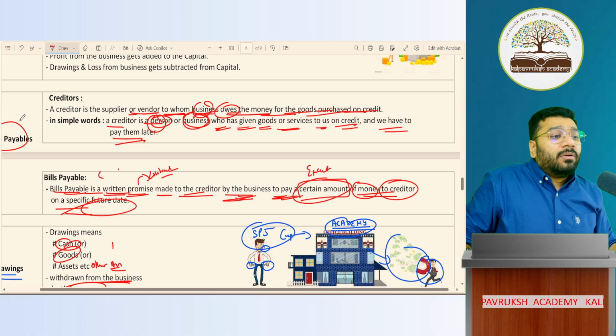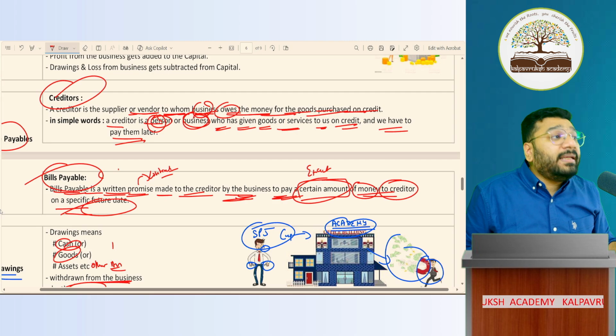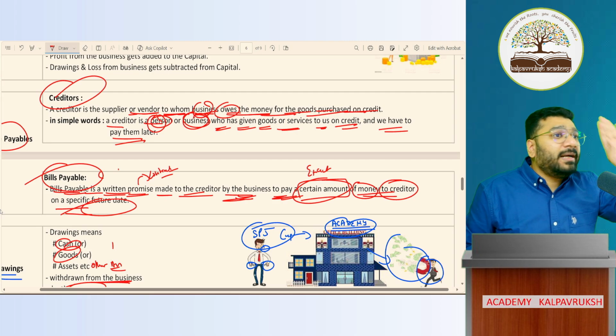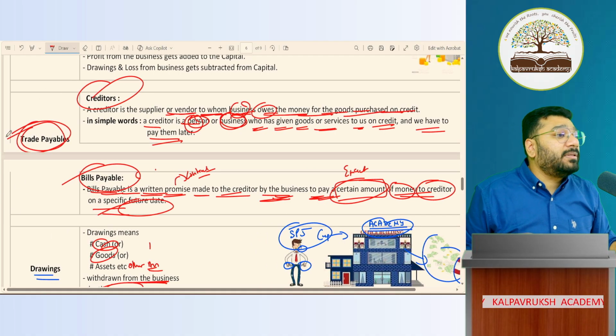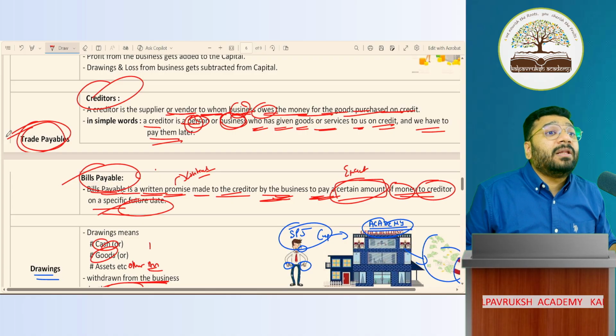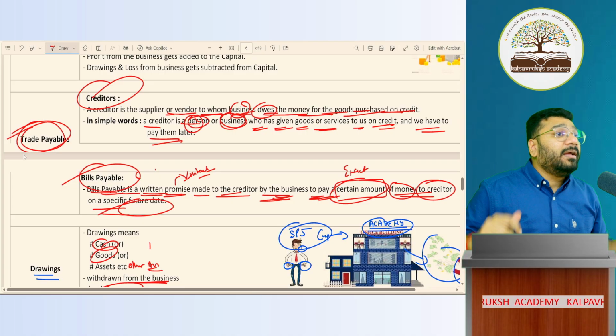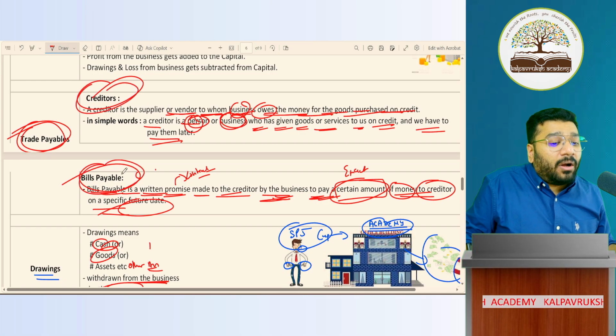In short, both creditor and BP are the money that we owe to the creditors. In short, it is a liability. And both of these put together is called trade payables. Both of these put together is called trade payable. So trade payable is the main category of creditors and BP. Got it, not got it?